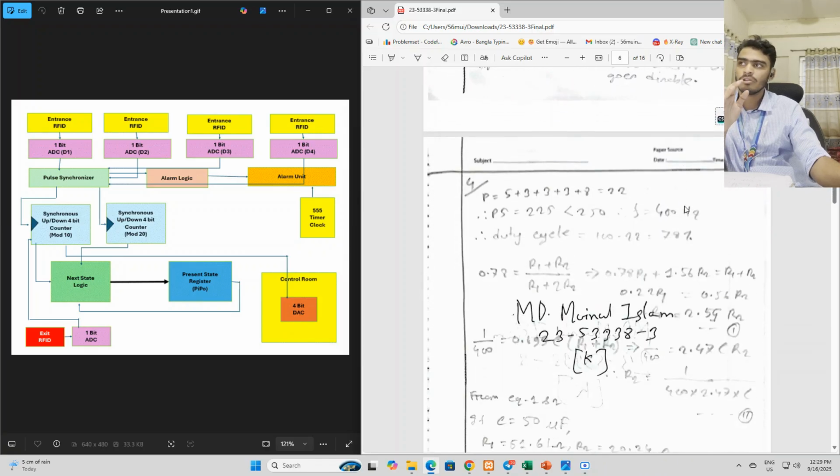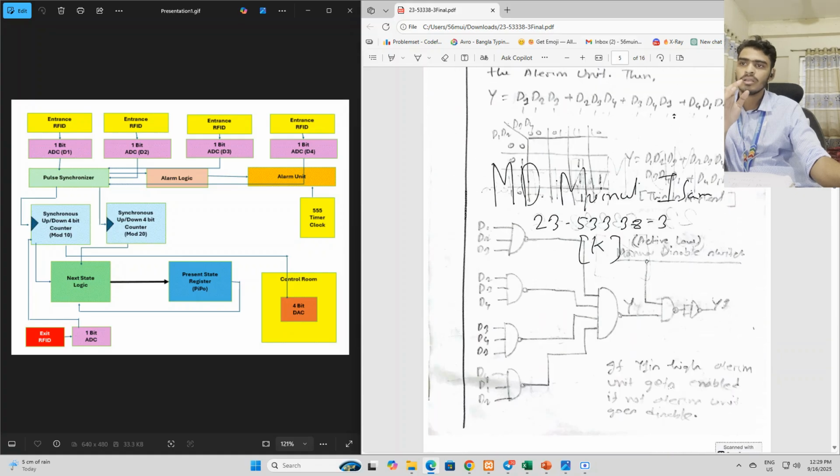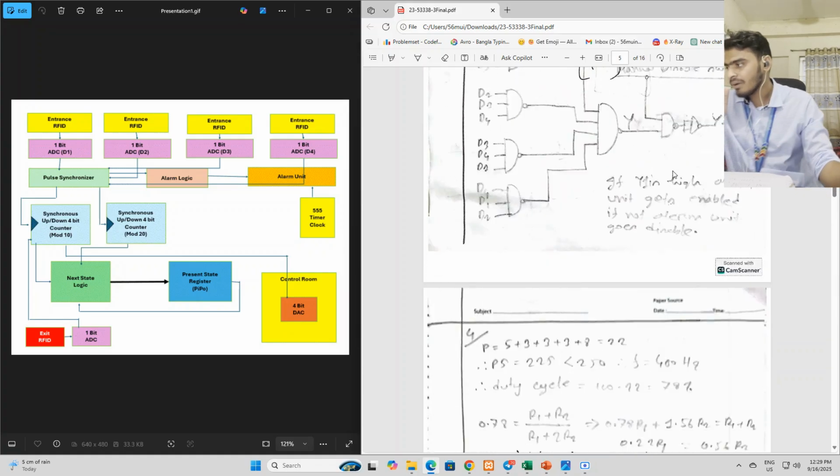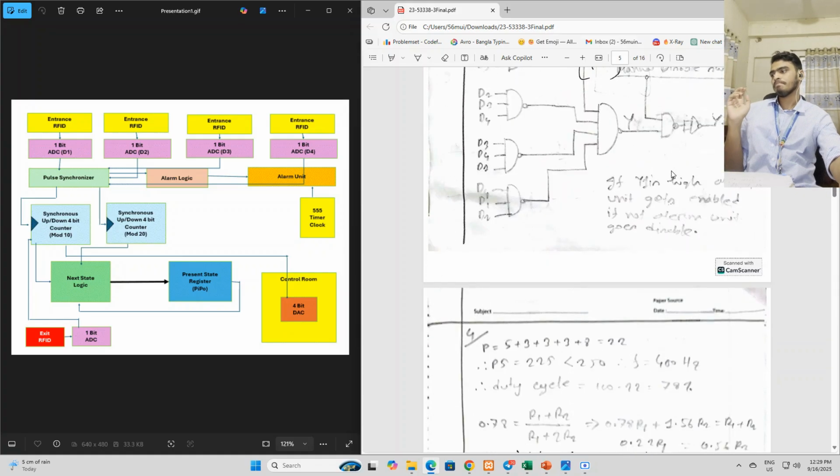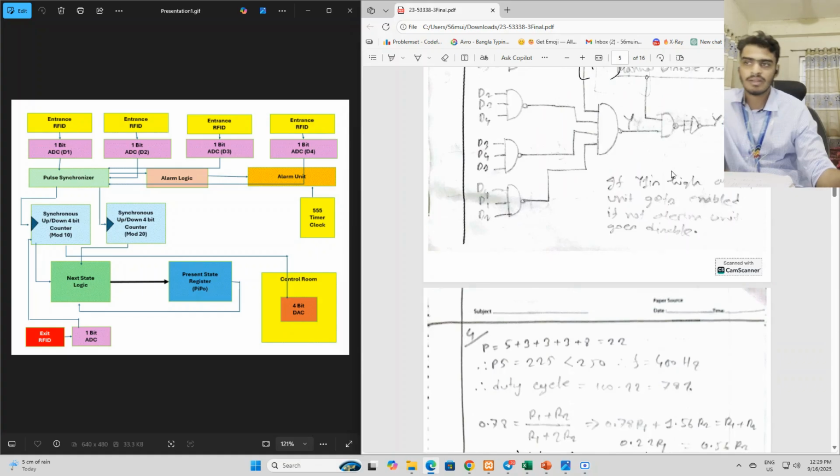If this alarm logic is on, then we'll need a 555 timer IC to generate an alarm.